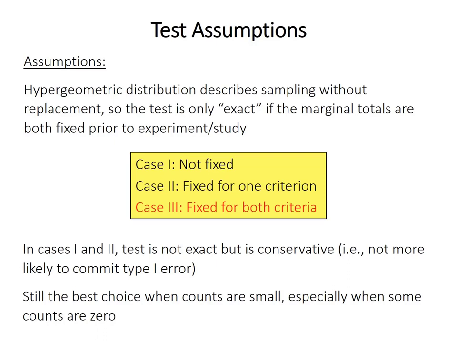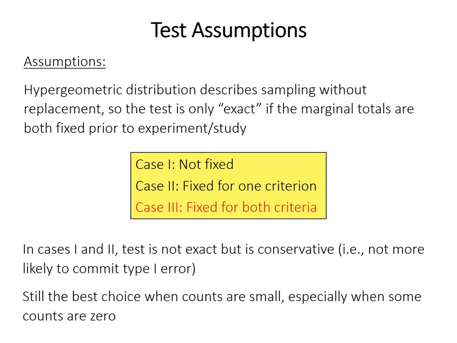However, when the marginal totals aren't fixed, as in our case two, where only one of the marginal totals is fixed prior to doing the study, so remember, case two is sort of the most common one that you would see in observational data. The test is still applicable even in case one or case two. It's conservative in those cases, and statisticians, when they say conservative, they generally mean that it's not more likely to get a type one error.